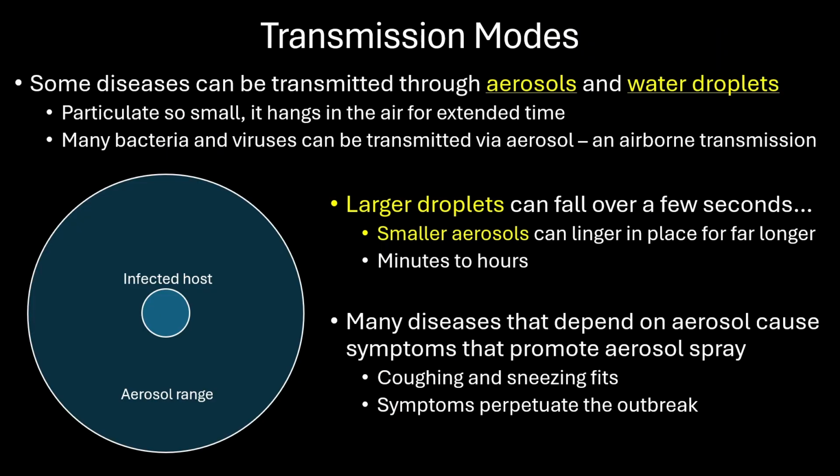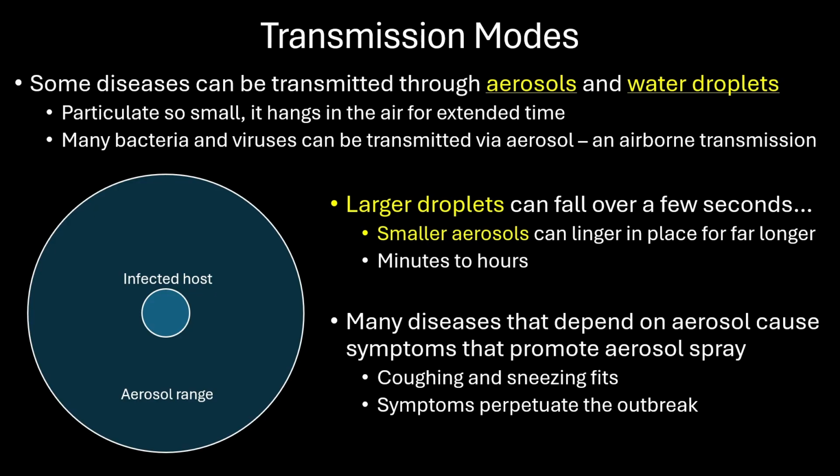Some diseases can be transmitted pretty effectively through aerosols and water droplets. Now, these are little droplets of liquid that are so small they can hang in the air for extended time. And they can be large enough that they can contain bacteria and viruses, and therefore these pathogens can be transmitted through these aerosols and water droplets. These are forms of airborne transmission. The larger the droplet is, the less time it can hang in the air. Larger droplets can hang in the air for a few seconds and then eventually fall to the ground.